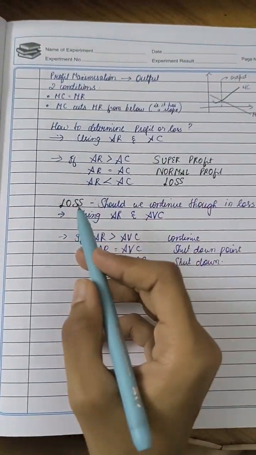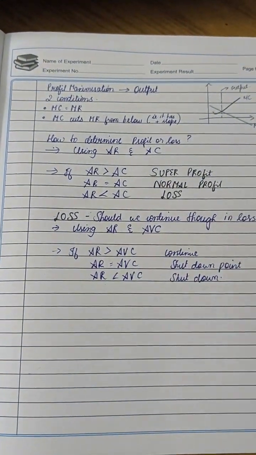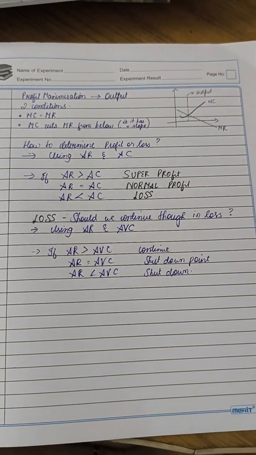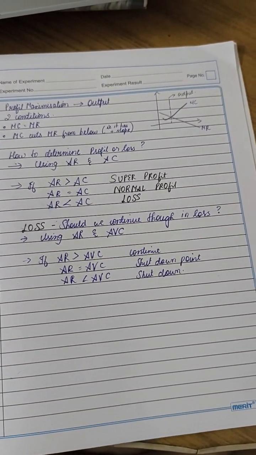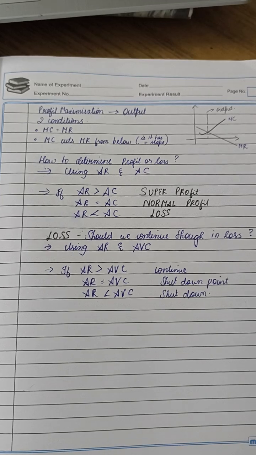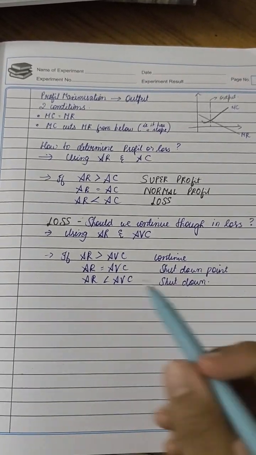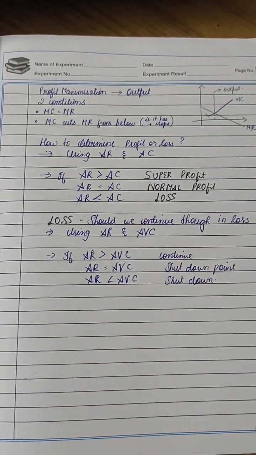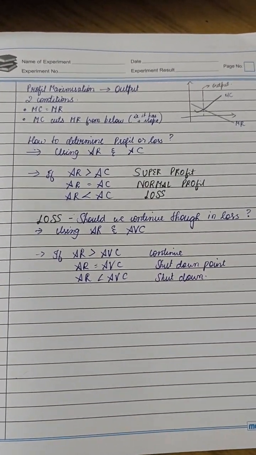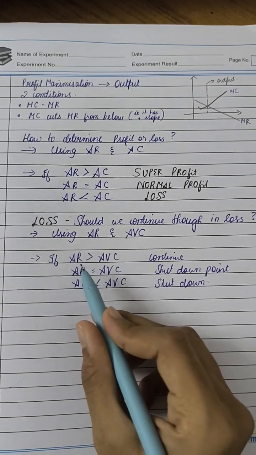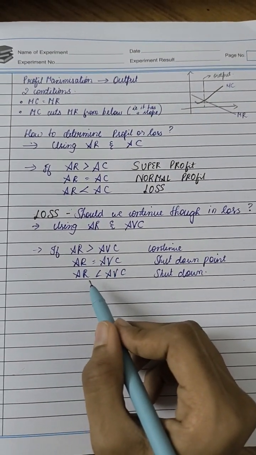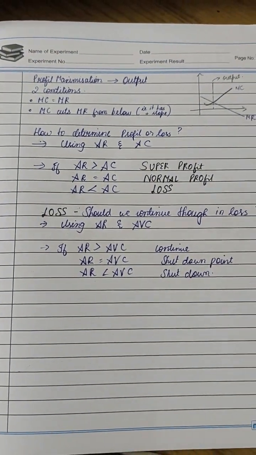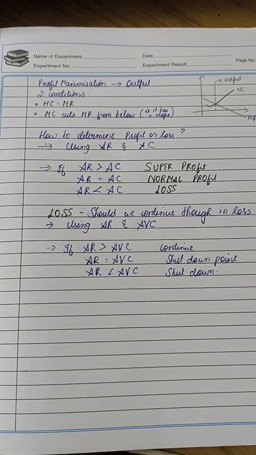And now we're gonna see if revenue is less, then it is a loss. And in loss also, we have a tendency, so whether we should continue the business or not, even though we're having losses right now, that we can conclude using average variable cost and average revenue. So if average revenue is more than average variable cost, we can continue. If it's equal, then you have to decide. It's called a shutdown point. You have to decide whether you should carry on or not. And when it is less, you have to shut down the business. Now we're going to see the graphs of each of the following.